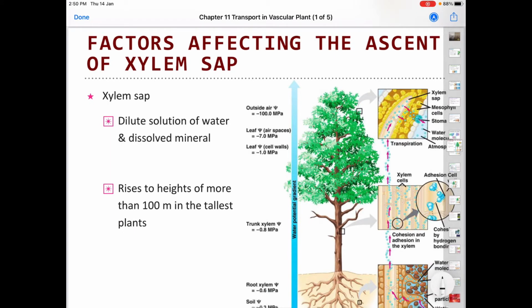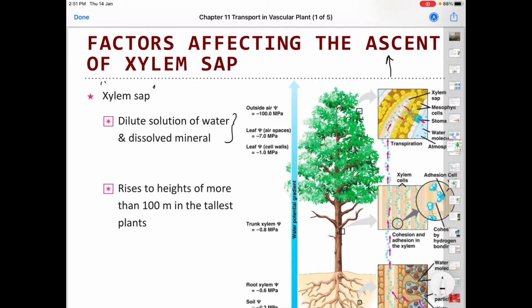So there are several factors that affect the ascent of xylem sap. Ascent means the movement upward of the water. The first one is that xylem sap is a dilute solution of water and dissolved mineral. So if the question asks what xylem sap consists of, it is a dilute solution of water and also dissolved mineral. This xylem sap rises to a height of more than 100 meters in the tallest plants.